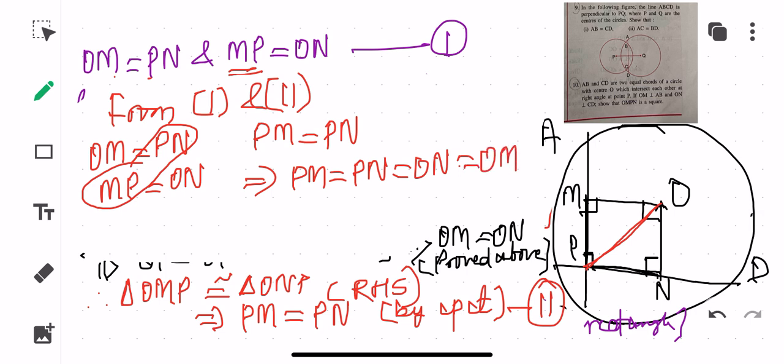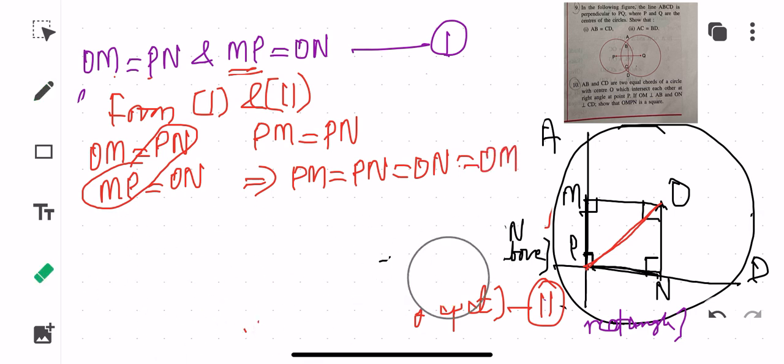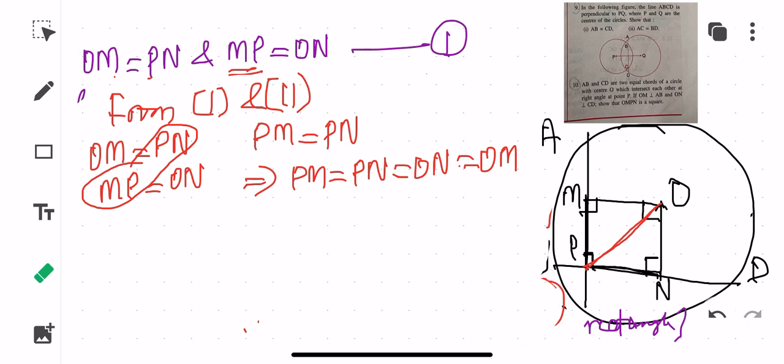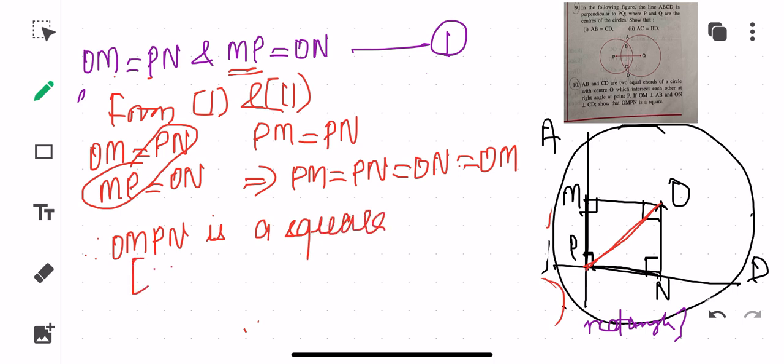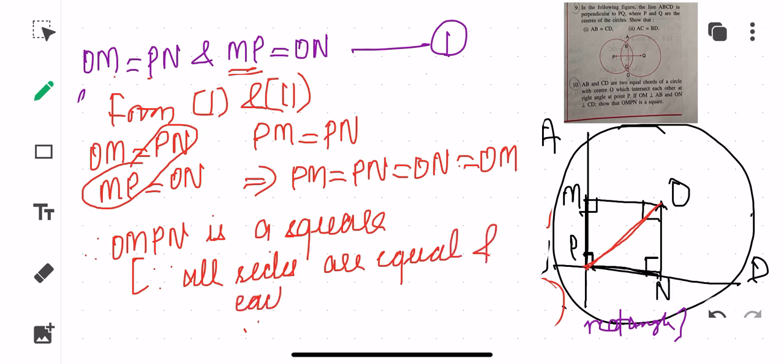Okay, so you have now proved that all the four sides are equal. So now what you will be writing, therefore OMPN is a square, and the reason is, since all the sides are equal and each angle is equal to 90 degrees.